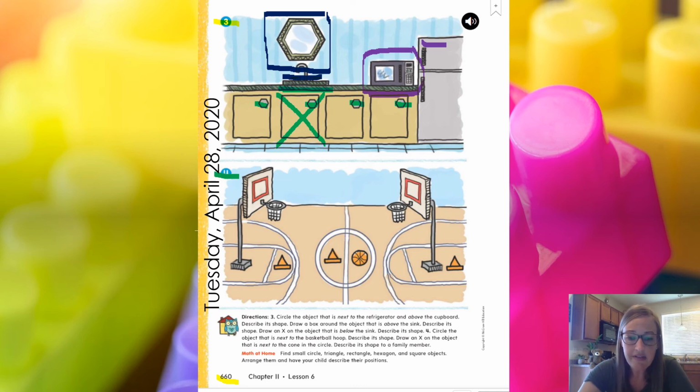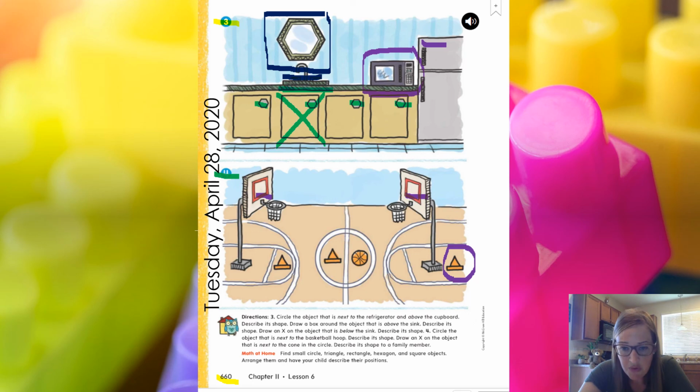Okay, number 4, last one. Number 4 says to circle the object that is next to the basketball hoop. Now this one can be tricky because I see 2 basketball hoops, right? But they want you to look for the basketball hoop that has an object next to it. Do you see which one? Yeah, it's this one over here on the side. What shape is that in? Good, it's the shape of a triangle. It's a cone. We're going to talk about 3D shapes in a couple of weeks or so.